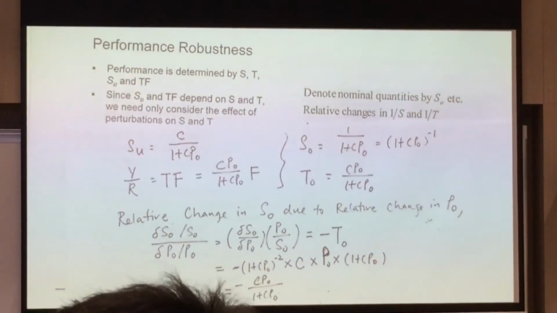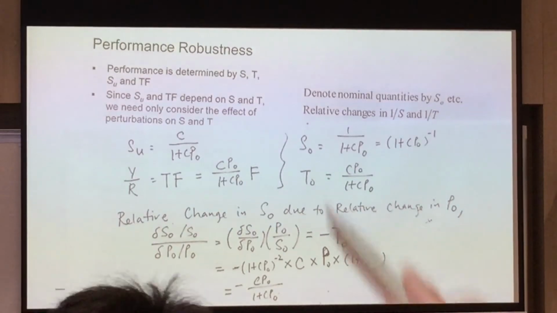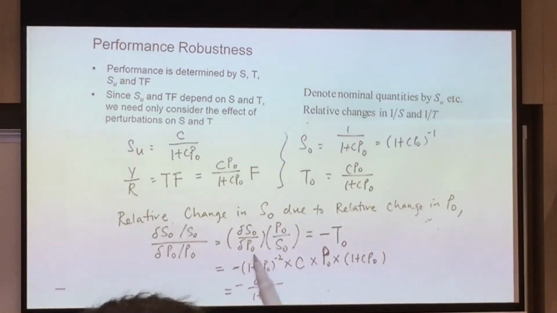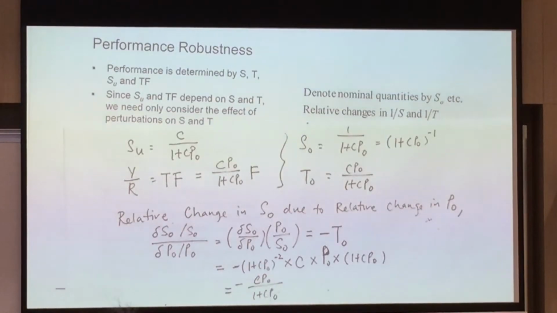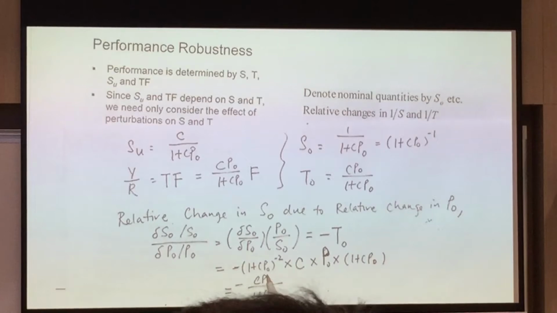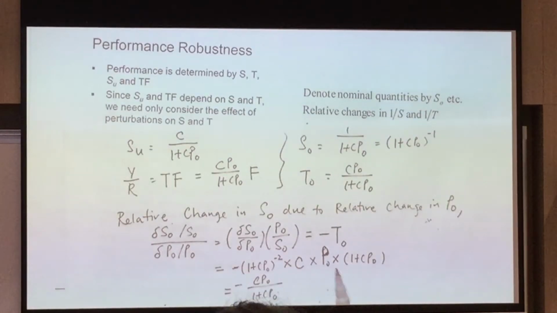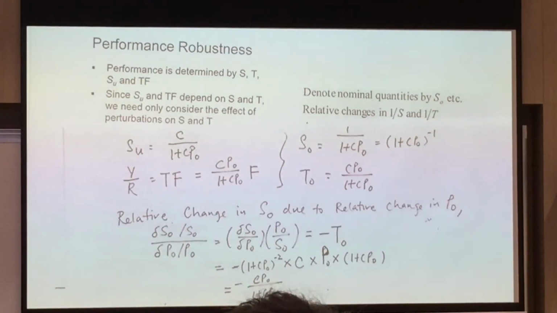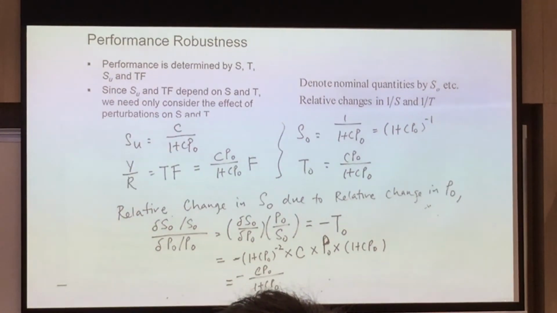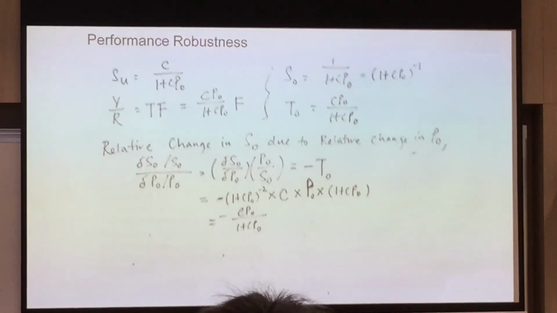It's just a differentiation. I'm sure you can do this, right? S naught is bracket 1 plus Cp naught bracket inverse. So you differentiate S naught with respect to P naught. You have negative of C times (1 plus Cp naught) to the power minus 2, correct? Times P naught times 1 plus Cp naught. Okay, what about the relative change?